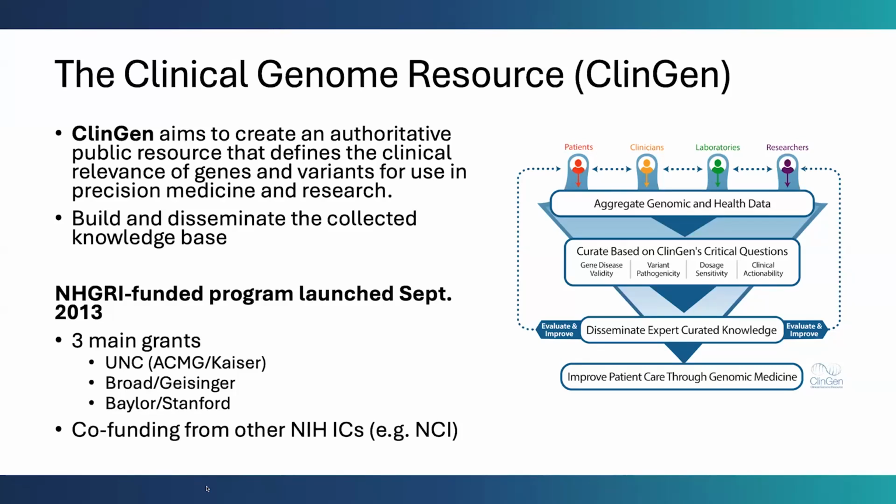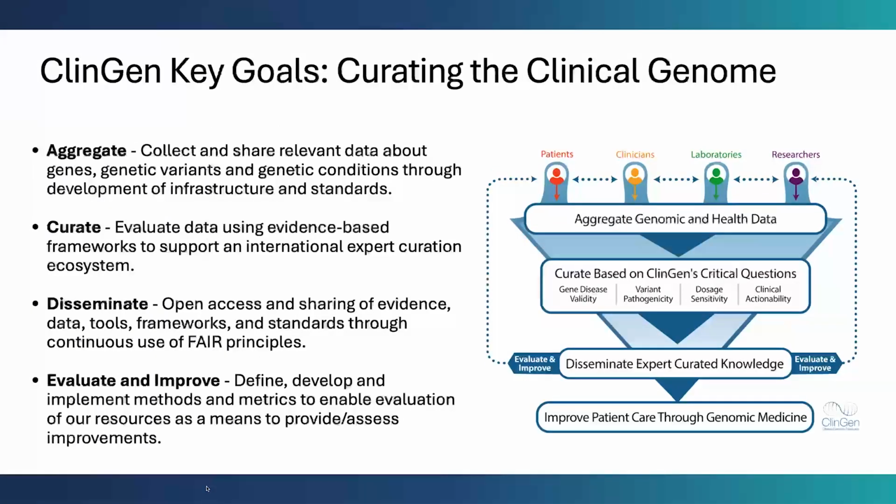We are NHGRI funded, and we have 3 main grants we call our core grants, and I'm at UNC, one of those core grants, but we certainly have co-funding from other institutes and centers from the NIH for our expert panels. And so really, how do we get this whole resource to come together to be the authoritative resource we think we've now built after 12 years?